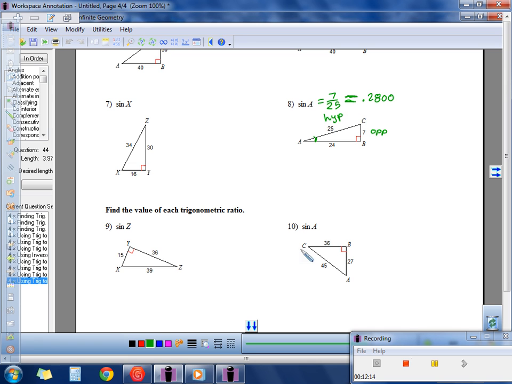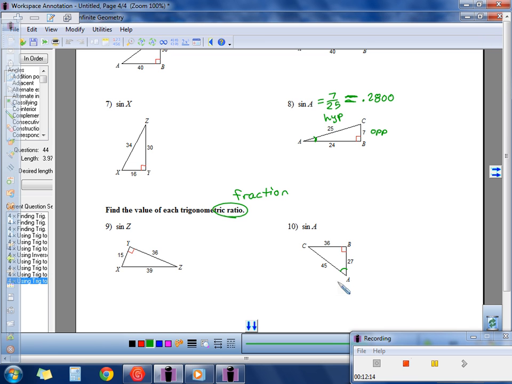Down here, this one says a different question. Number 10 just wants the trig ratio. What's a ratio? A ratio is a fraction. It just wants a fraction. It doesn't want a rounded answer anymore. So that's what we're going to do. First thing, it says sine of A. First step is marking angle A.